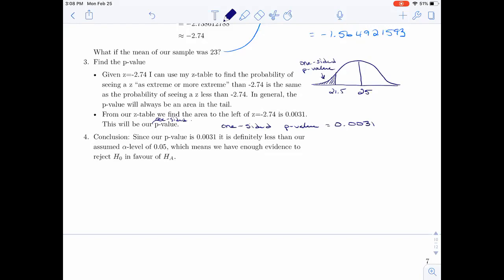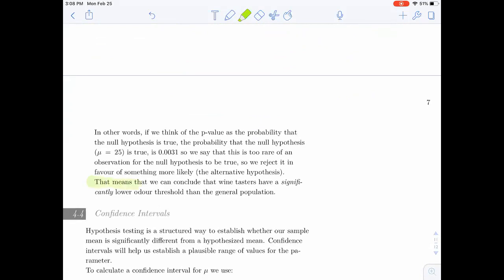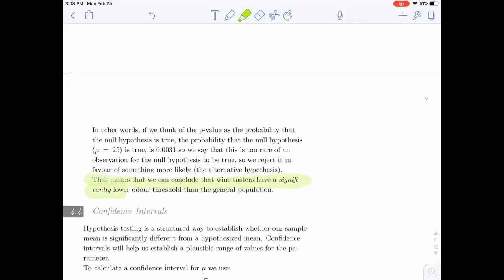So this will all be part of answering the conclusion part of your hypothesis test. Compare the p-value to the alpha level. That's your first step. What does that mean in terms of whether you can reject the null hypothesis or not? And then finally, we answer the question, what does rejecting the null hypothesis mean in terms of the question? That means we can conclude that wine tasters have a significantly lower odor threshold than the general population, right?